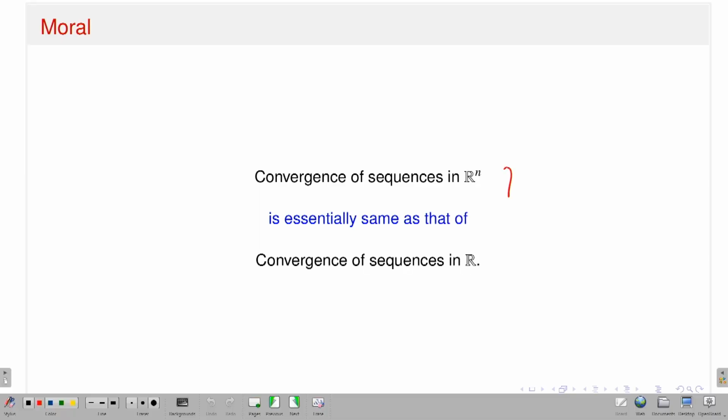The moral is that convergence of a sequence in Rn is essentially the same as convergence of a sequence in R. Whatever the notion of convergent sequence in R is, a similar notion is there in the context of the n-dimensional Euclidean space. I just replace the modulus by the corresponding norm or distance in the n-dimensional Euclidean space. Okay.